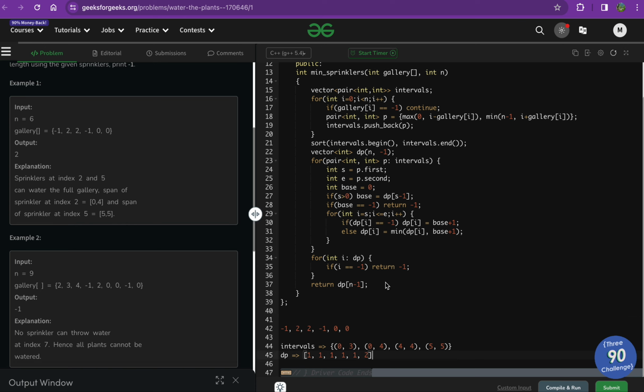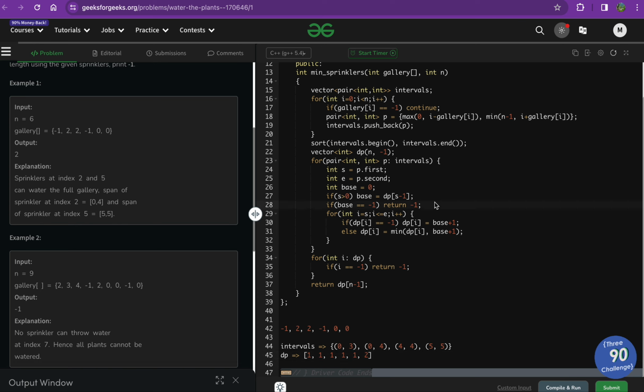And of course we have written the -1 condition alongside. If the base is -1, we will just return. This means that if we are checking this interval but at 4 there is -1, that means 4 is not covered. We already know that as the intervals are in sorted order, 4 will not be covered later. So we will never be able to cover 4. This is a breaking case. We can return -1 here.